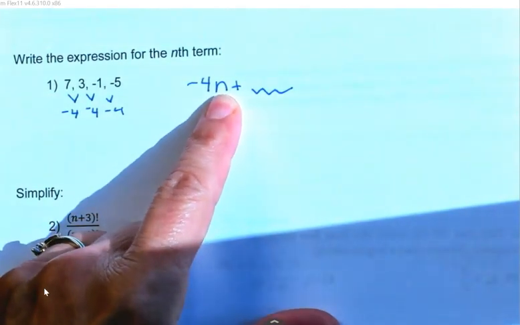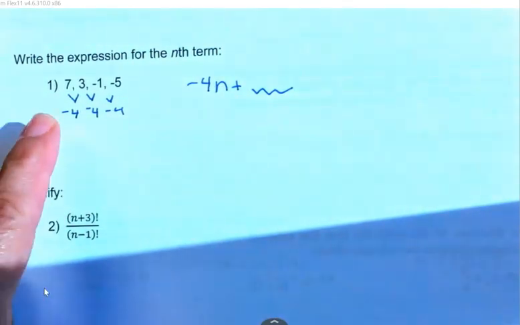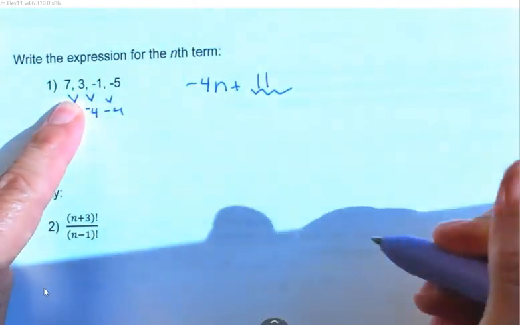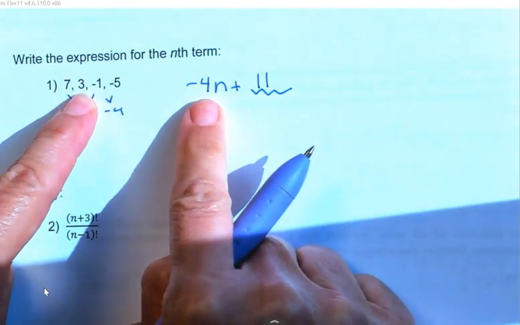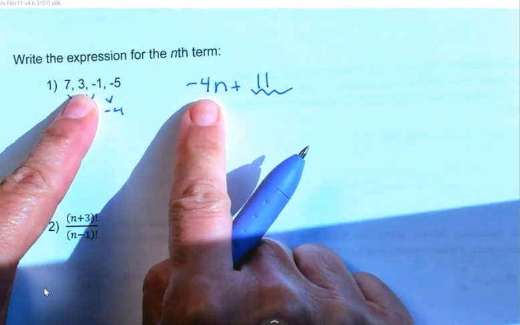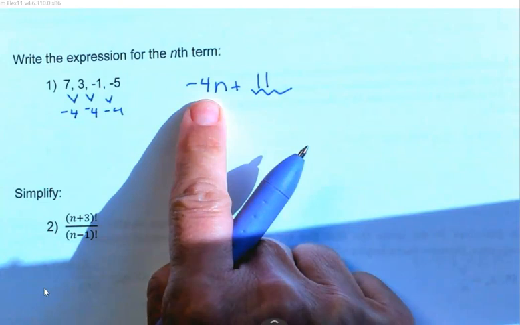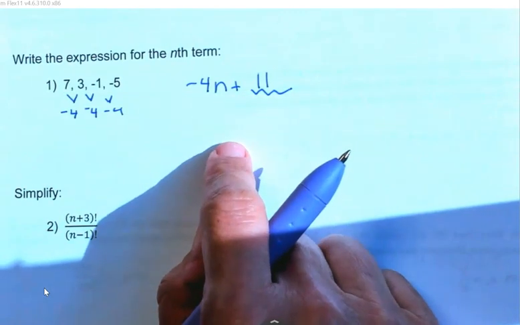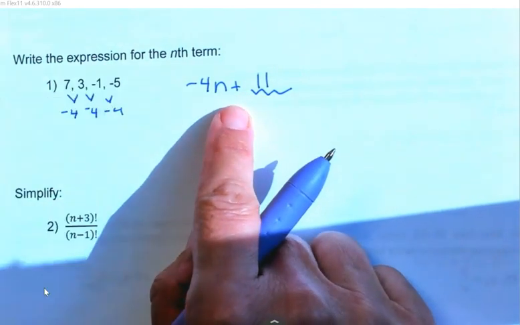So -4 times 1 is -4. So what would we have to add to get a 7? We would have to add 11. And we can spot check it. So 3 is the second term, so -4 times 2 for the second term is -8. And then -8 plus 11, of course, is +3. So I'm solid. I know that's the expression.